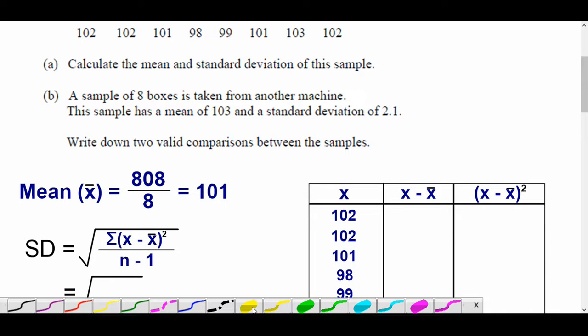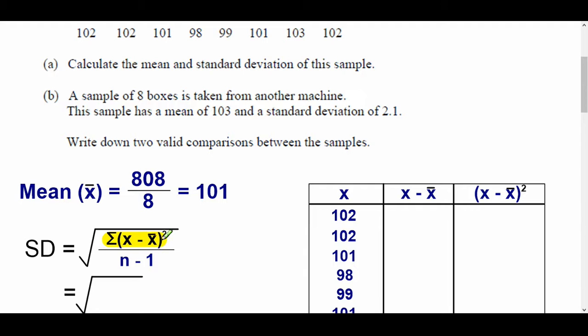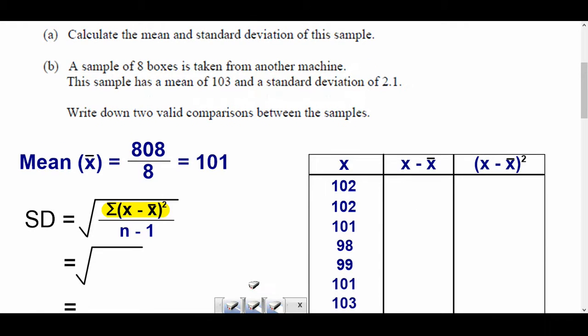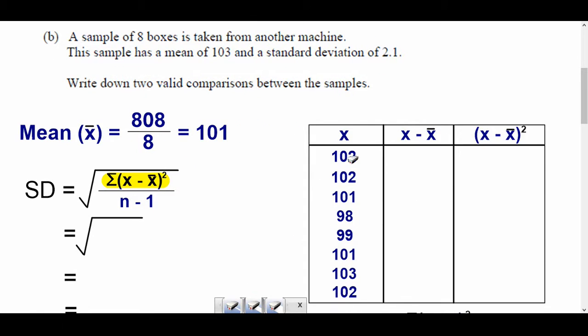Now, to get the standard deviation and work with the formula, you need to get this first top line, okay? So to get that top line, again, I'm not going to go into too much detail here. If you want more detail on the standard deviation, watch the video lesson on that. But to get this top line, basically what you're trying to do is get the difference between the mean and these numbers. And you draw a table to do that.